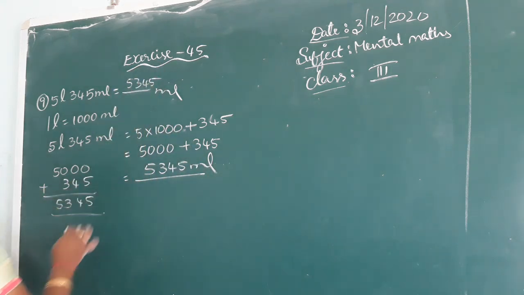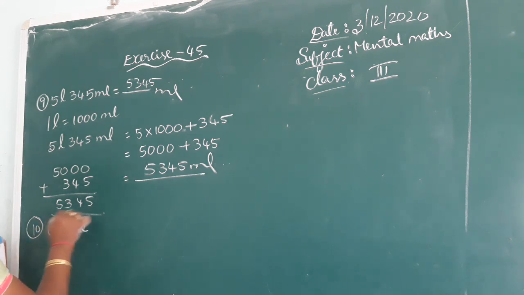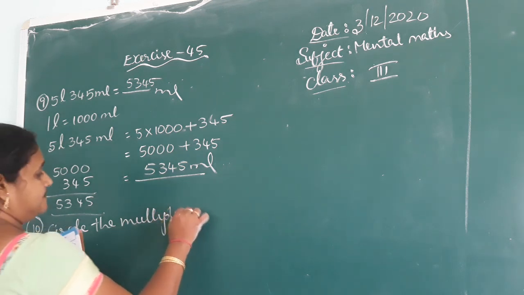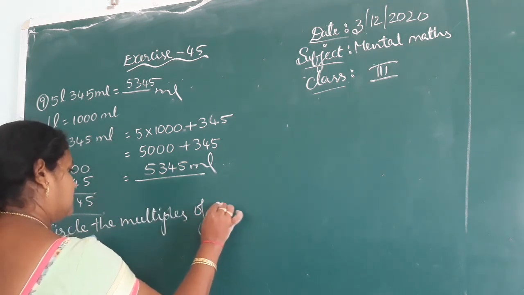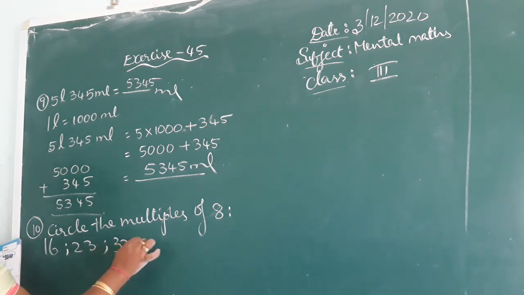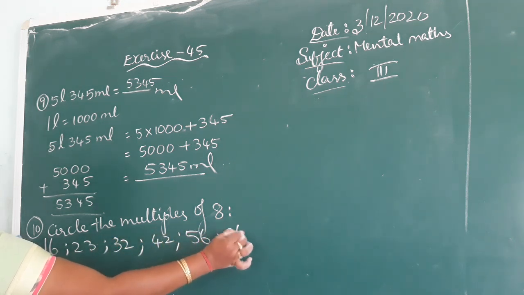Last bit. Circle the multiples of 8. What are the multiples of 8? They are asking us to circle. They have given 16, 23, 32, 42, 56, 96.